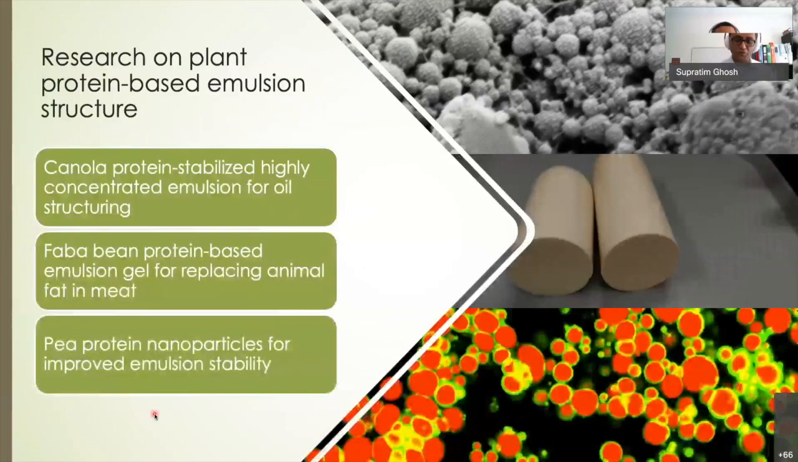So with that, I'm going to move into some research data from our lab. We'll talk about three areas, as I said: canola protein stabilized highly concentrated emulsion, and faba bean protein stabilized emulsion gel that we use to replace animal fat in meat. And if we have time, we will also talk about protein nanoparticles that can actually improve emulsion stability.